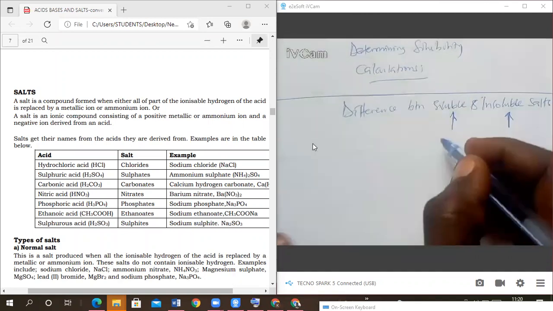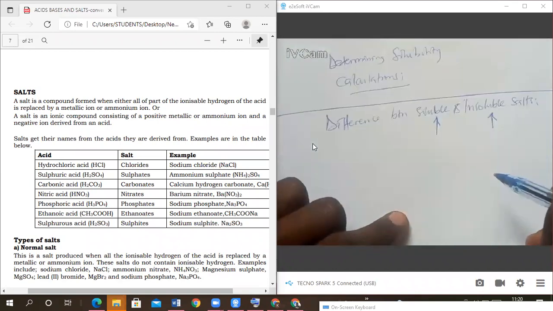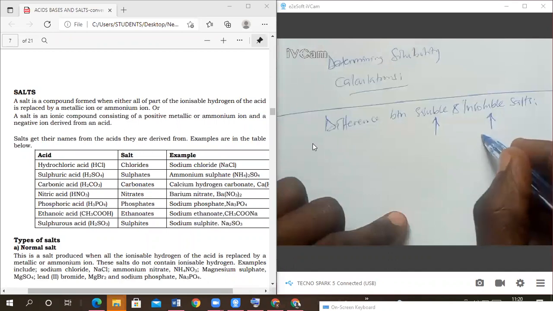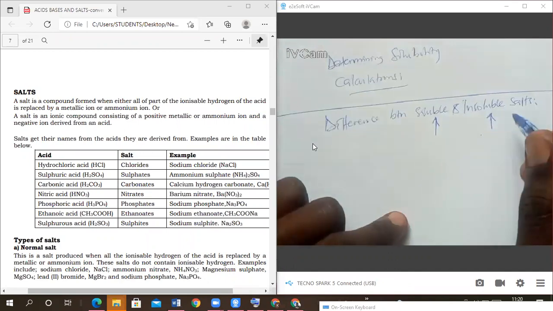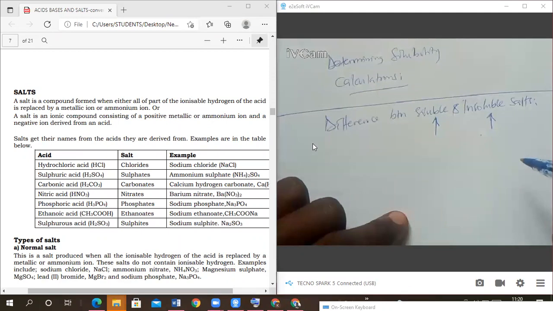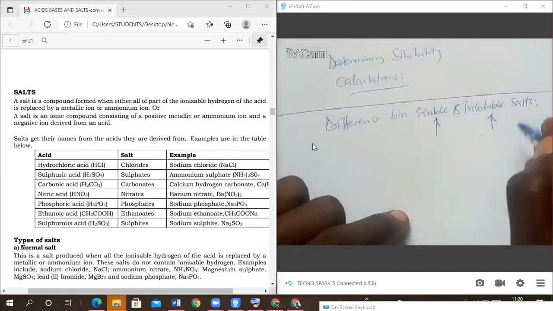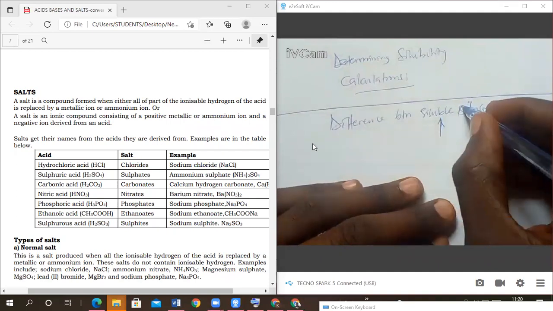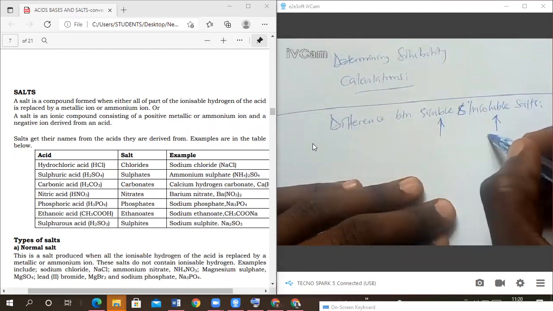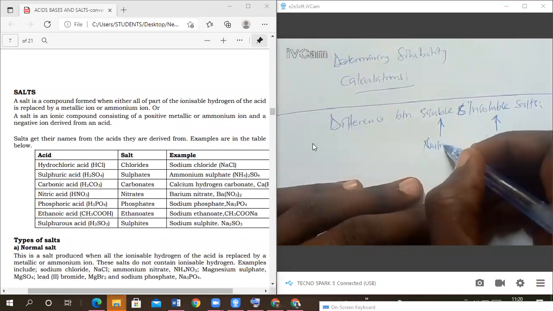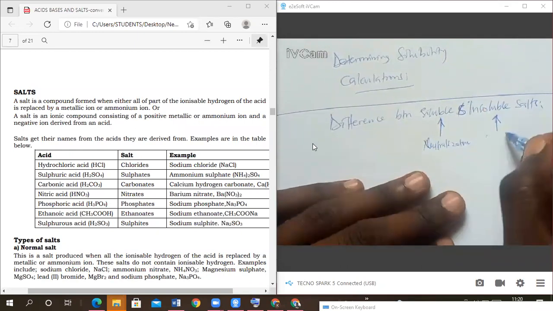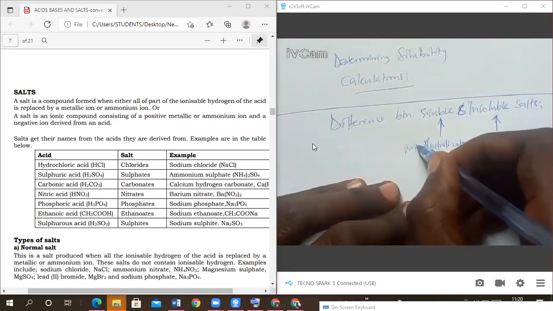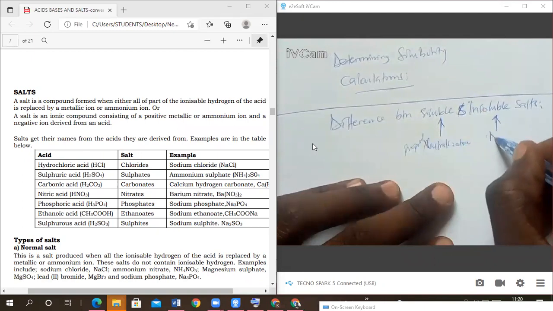Soluble salts are prepared using neutralization, while insoluble salts are prepared using direct. Using what? Lynette, what were you saying? I said that soluble salts are prepared using neutralization, while insoluble salts are prepared using double decomposition. Double decomposition.